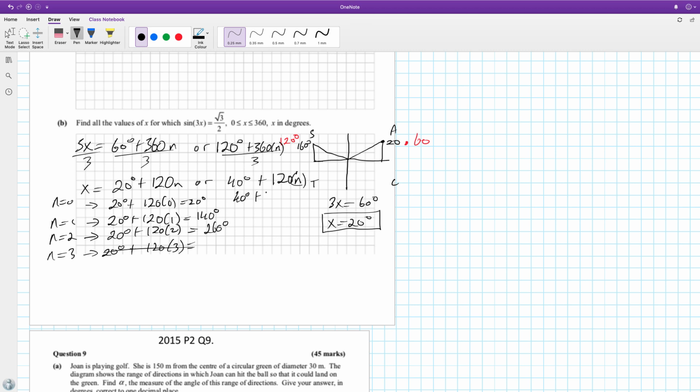So that's 40 degrees plus 120 times 0 is 40 degrees. 40 degrees plus 120 times 1 is 160. And 40 degrees plus 120 times 2 is 240 and 40 is 280 degrees. So then your answers are 20, 40, 140, 160, 260, and 280.